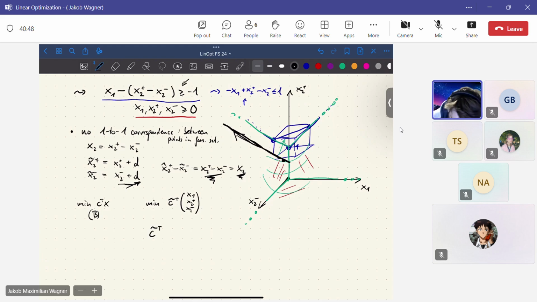And so we have that c tilde has the following entries. The one for x1 is still the same. The one for x2 plus is also the same. And for x2 minus we have to subtract in this representation, so we have a minus c2 in this new objective vector. And then let's move this down and write the constraints again. Then we have x1 minus x2 plus x2 minus is greater or equal than -1. And all of those variables are now non-negative.